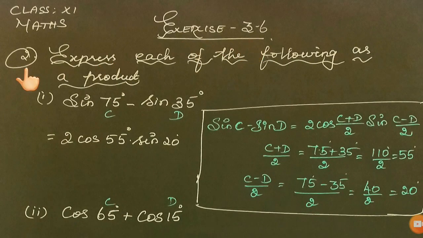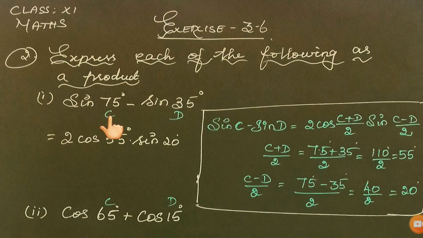Exercise 3.6, second sum. Express each of the following as a product. Now look at the first subdivision given. Sin 75 degree minus sin 35 degree is in difference form. We have to change this into a product. So the matching identity is sin c minus sin d is equal to 2 cos c plus d by 2 sin c minus d by 2.